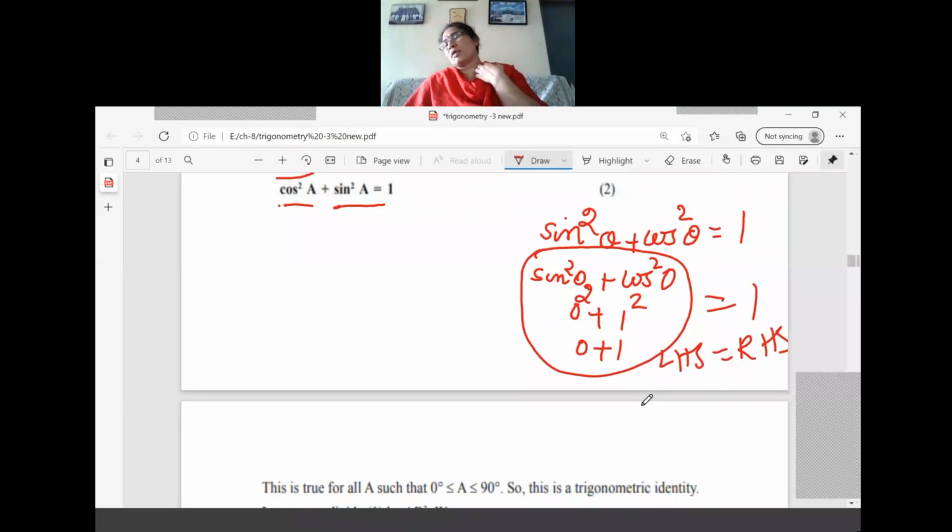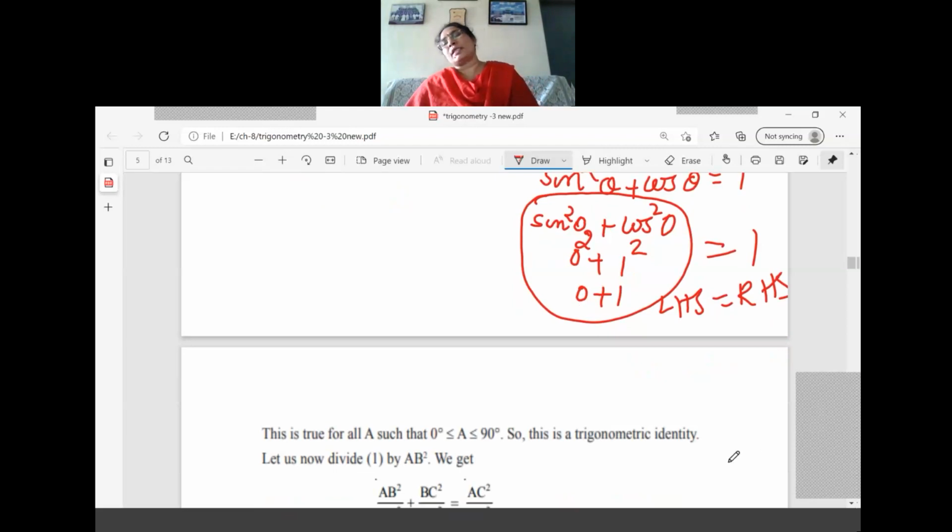If you take, you will get the same way. The right side is equal to 1 only. What is sine 30 value? It is 1 by 2. What is cos 30 value? It is root 3 by 2 only. Again we have to go for the square. So for each one you apply, you will get the answer 1 only. So for any values, it is clearly written that when it is equal to 0 or equal to 90 also, this identity is correct.